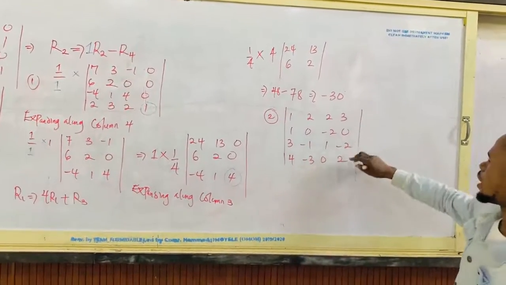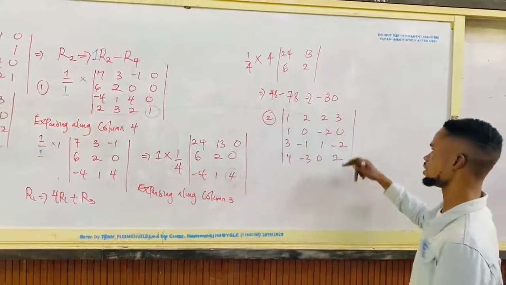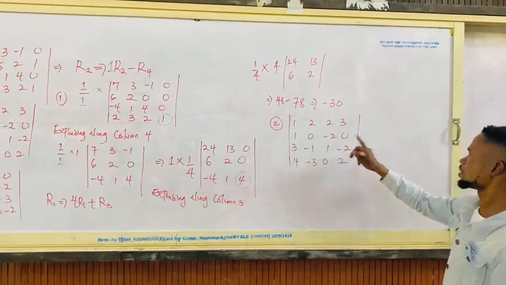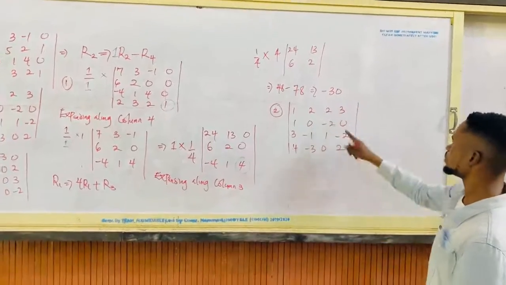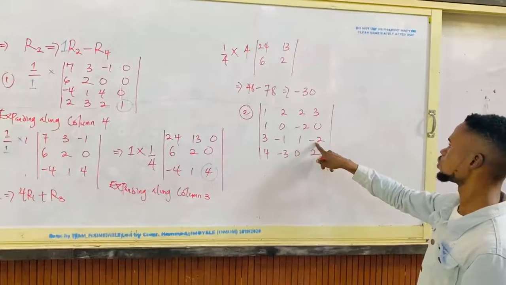Now I need to get 3 zeros here, or 3 zeros here, or 3 zeros here. Now there's 0 here. Let's get 3 zeros here. Now how do we reduce this 3 to 0? How do we reduce this minus 2 to 0?